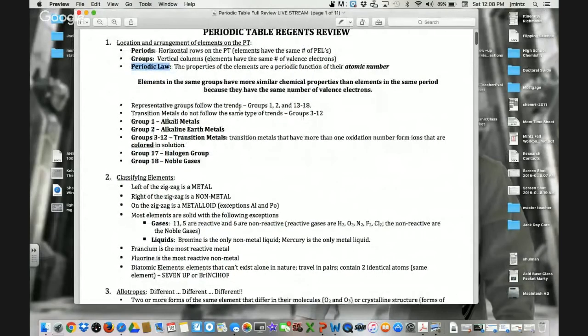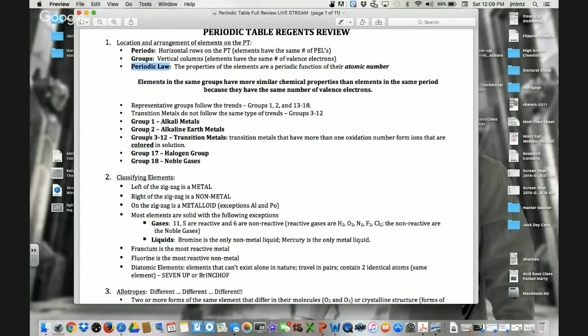So let's just go through the representative groups right here. Groups 1 through 2 and groups 13 through 18 follow trends. Transition metals, groups 3 through 12, do not follow the same type of trends. So the middle of the table doesn't follow these trends like groups 1 and 2 and 13 through 18 do.